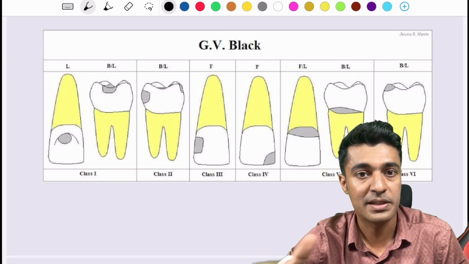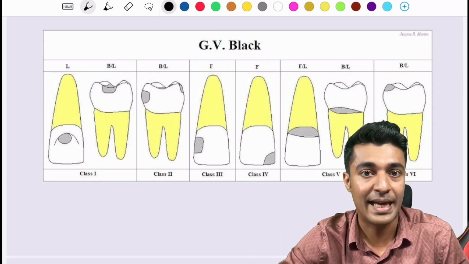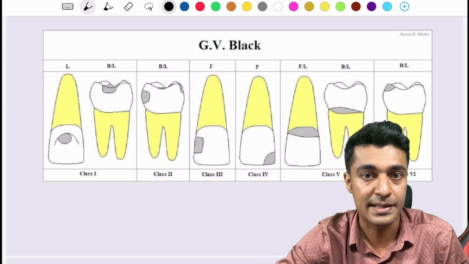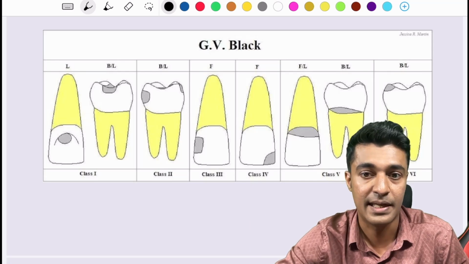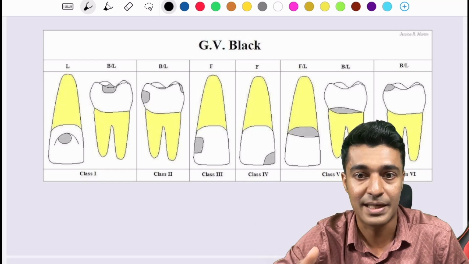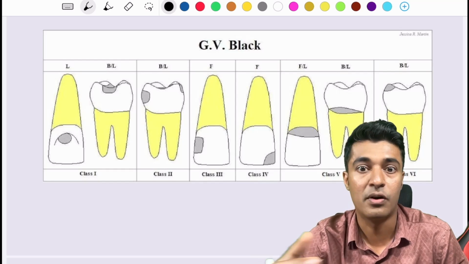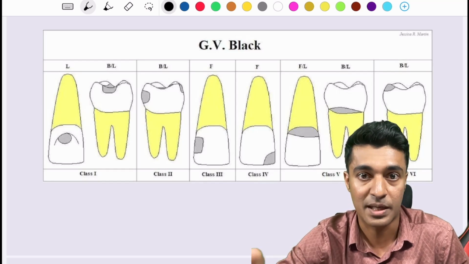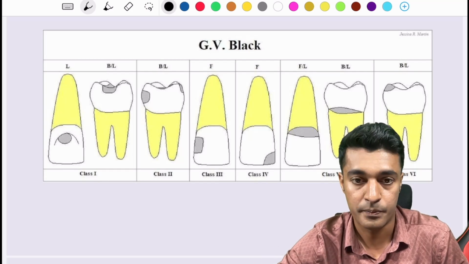Class 2, proximal surfaces of the posterior teeth. Class 3, proximal surface of the anterior teeth without involving the incisal edge. Class 4, proximal surface of the anterior teeth involving the incisal edge. Class 5, lesions on the cervical aspect of the tooth on the facial aspect of the anterior and posterior teeth. And class 6, which is a modification given by J.W. Simons, that is involving the cusp tip and incisal edges.